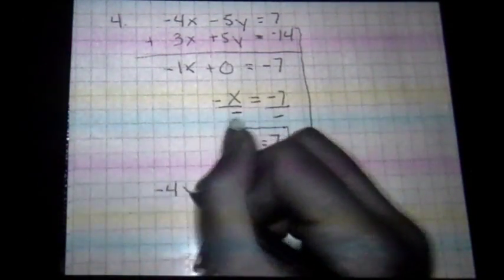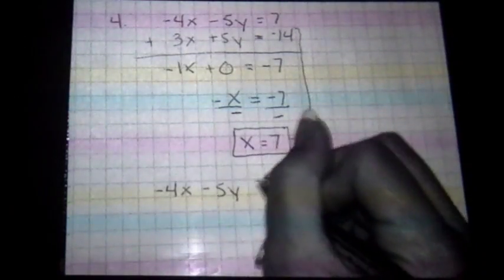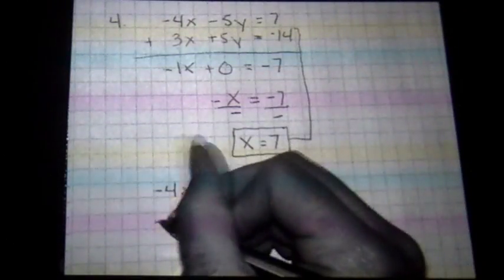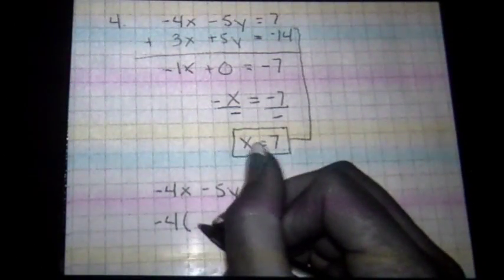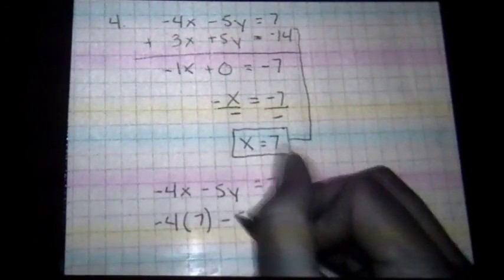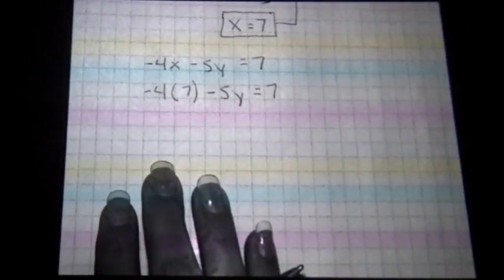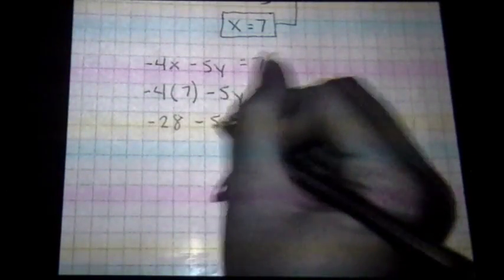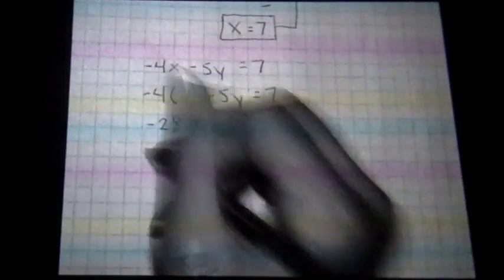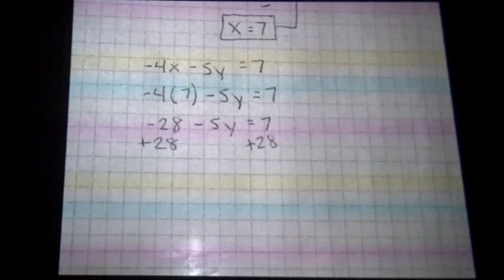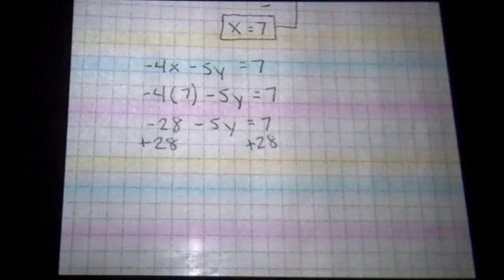So -4x minus 5y equals 7. Plug in the value of 7 for x, so I have -4 times 7 minus 5y equals 7. So now this is my new equation that I'm going to work out. So -4 times 7 gives me -28 minus 5y equals 7. I'm going to add 28 to this side, I'm going to add 28 to that side, which gives me 35.